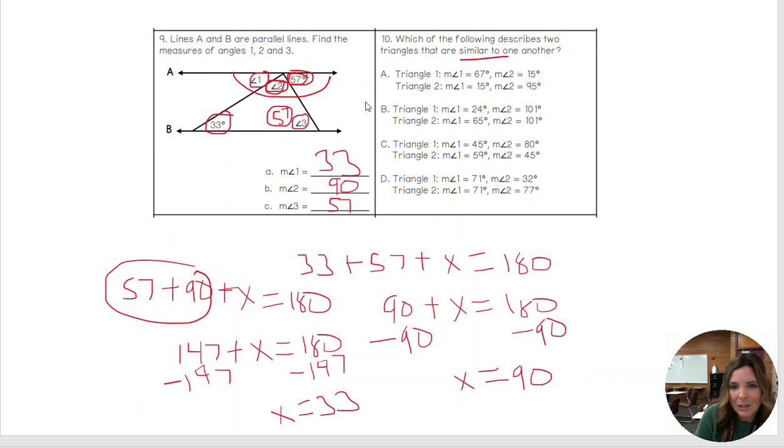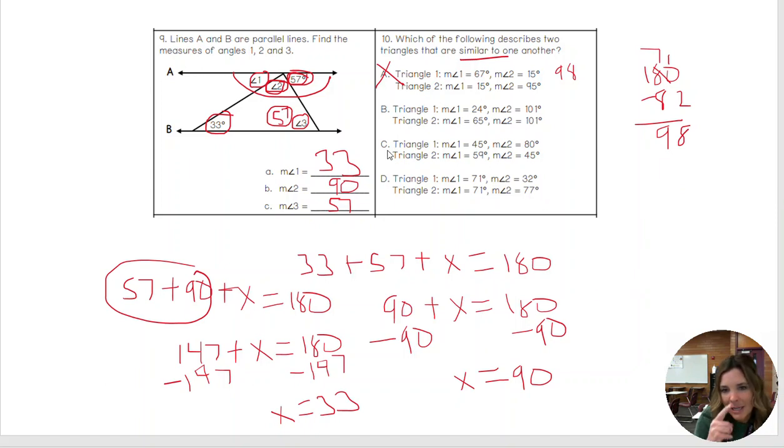So on triangle 1, the measure of angle 1 is 67, and the measure of angle 2 is 15. If we add those two together, that gives us 82. And if we do 180 minus 82, we're going to get 98. Okay, so that means these two are not similar because their angles do not match.